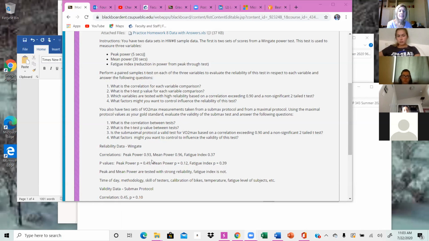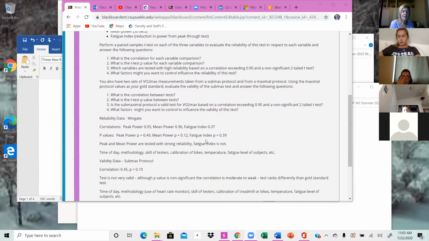Again, the p-value in the t-test, and we'll be looking at the correlation and the significance in the two-tailed tests. We want non-significance. Remember, we don't want it to be different. And then again, we'll look at what factors we would want to control to influence the validity of the test.